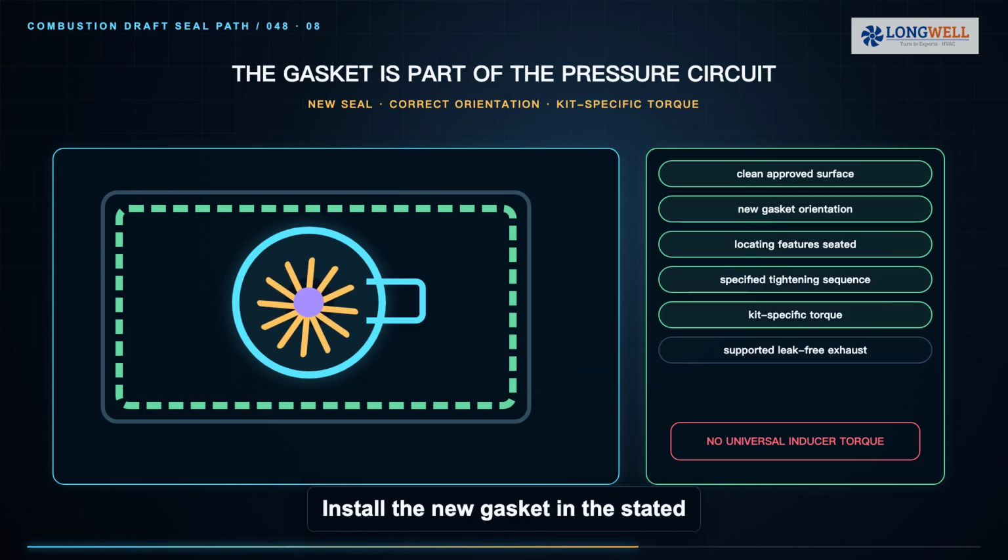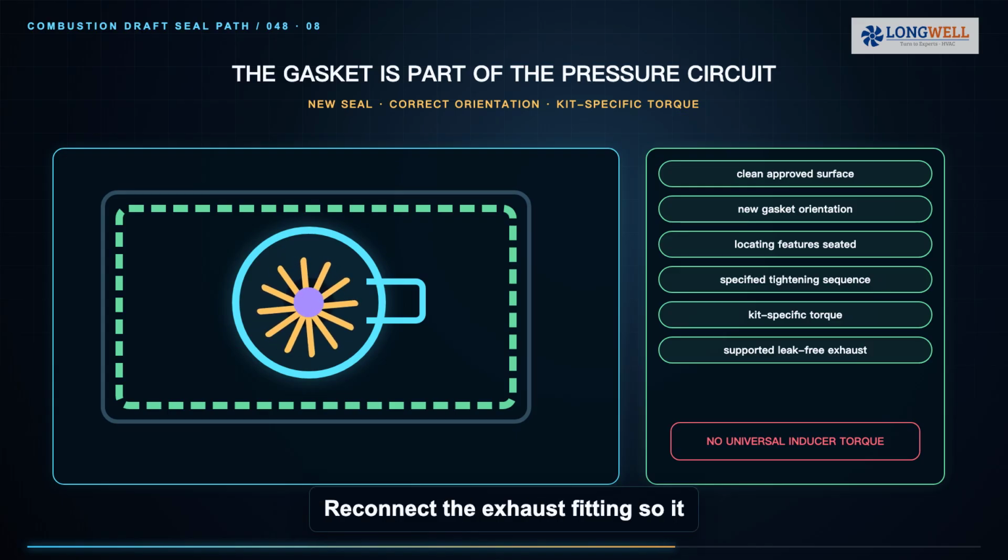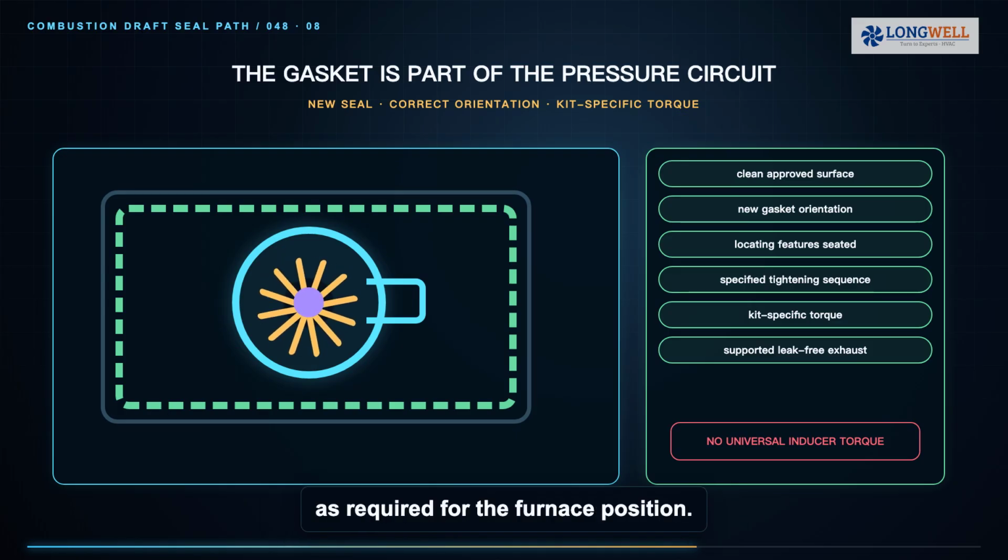Install the new gasket in the stated orientation. Place the replacement assembly on its locating features and tighten fasteners in the sequence and torque specified for that kit. There is no universal inducer torque. Reconnect the exhaust fitting so it is supported, aligned, and leak-free. Restore every drain, trap and condensate connection exactly as required for the furnace position.